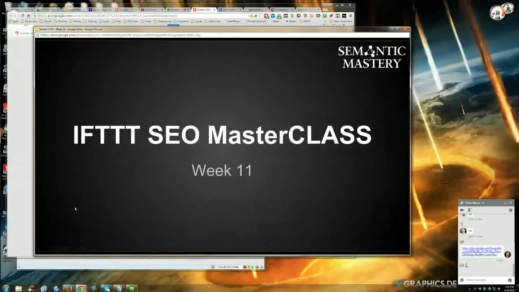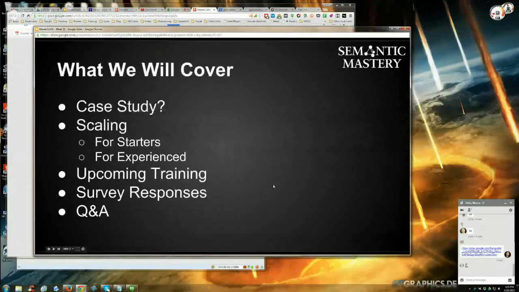All right, so what we're going to cover today is a case study, question mark. We'll get to that in a moment. Then scaling for starters and scaling for experienced. What I mean by that is we're going to talk about scaling for people that are just starting out, because in the surveys that we got, there's going to be some crossover between the training today and the survey responses. And we'll get into that.